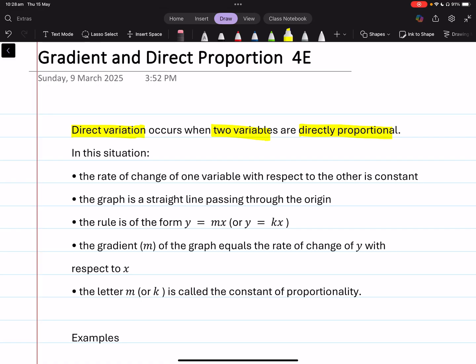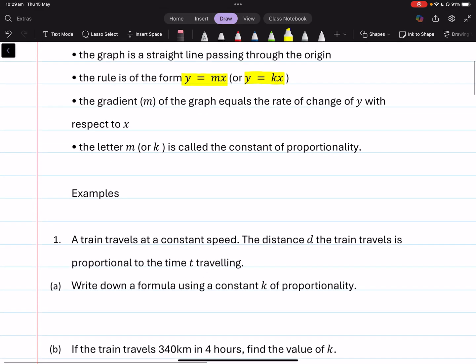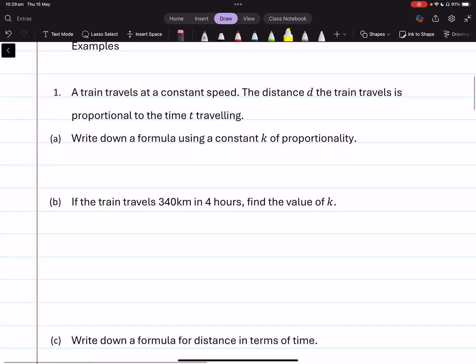Now, there are a number of dot points here, and I'm going to come back to them at the end because they're a little bit tricky to understand until you've seen them in practice. But the main thing here is that when you have two variables that are directly proportional, you can write one as a multiple of the other. So either y equals mx or y equals kx, either of those. And so let's have a look at the first example. We'll come back to those dot points later.